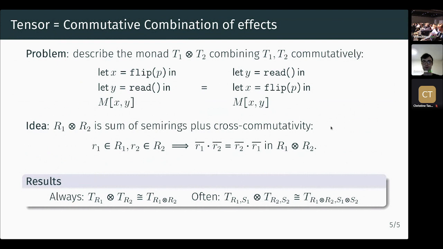Our idea for getting a description of the tensored monad is to use a tensor of semirings, which is a sum of semirings. That is a semiring that contains the two starting ones, together with an equation that says the order of multiplication doesn't matter for things in different semirings. We have a result that says the tensor of two monads of full measures always corresponds to the monad of full measures for the tensored semiring. And we have lots of examples in the generalized case where we get an isomorphism like this. Our main piece of work in progress is to try to find sufficient conditions for which we get this isomorphism. Thank you very much for listening.